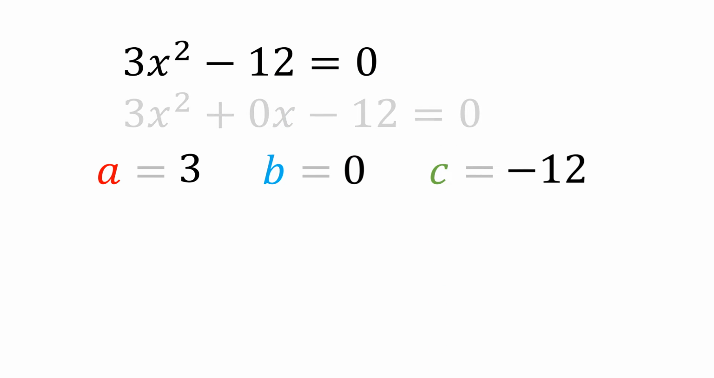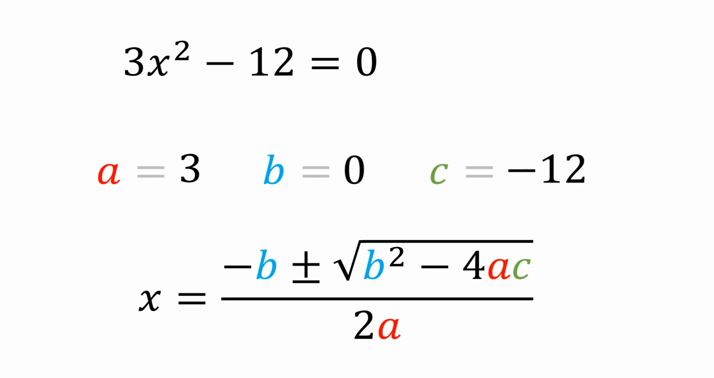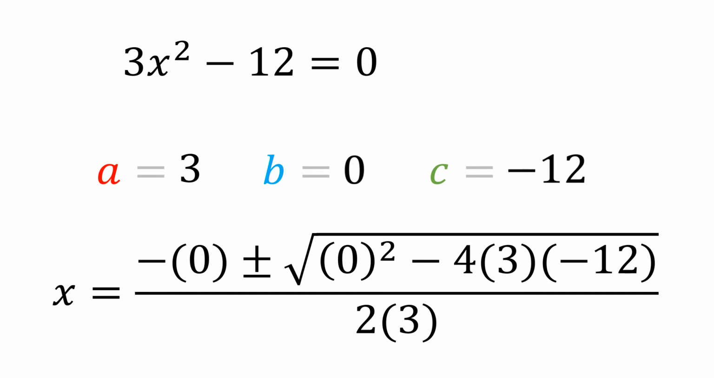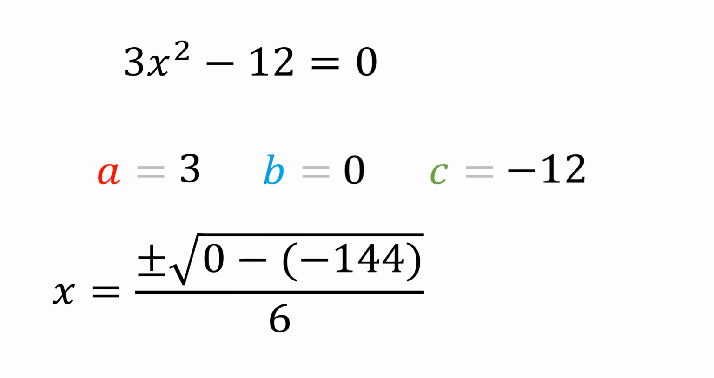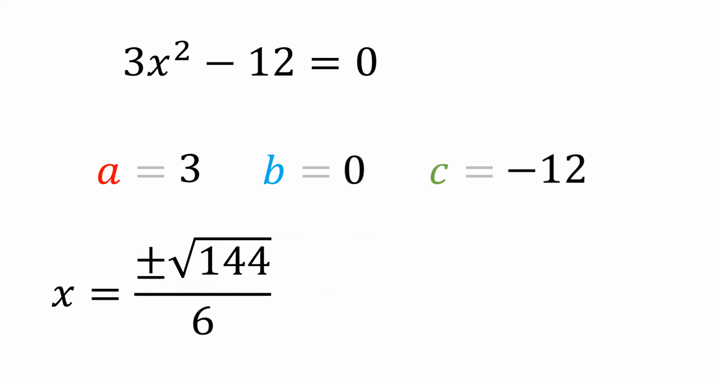Now we use the quadratic formula. So we have x equals negative 0 plus or minus square root of 0 squared minus 4 times 3 times negative 12 all over 2 times 3. Now this equals positive or negative square root of 0 minus negative 144 all over 6 equals positive or negative square root of 144 over 6.